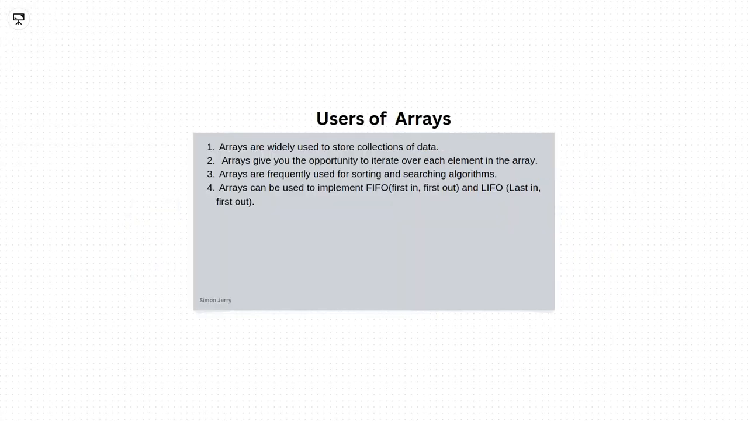So what are the uses of an array? Arrays are widely used to store collection of data. Arrays give you the opportunity to iterate over each element in an array. Arrays are frequently used for sorting and searching algorithms. We're going to see that in the future. Array can be used to implement FIFO, which is first in, first out, and LIFO, last in, first out. There are a whole lot of things you can do with an array. You can actually do some research about them. These are just a few things you can do with an array.